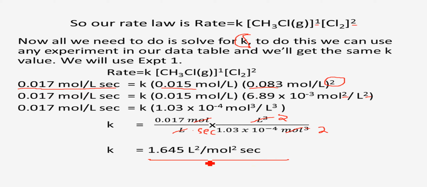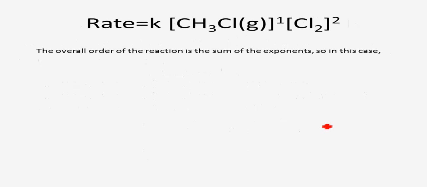Now, don't memorize your units for k because they'll change. Your units of k are dependent on what the exponents are up here. So you'll have to figure it out each and every time. Or if you see a pattern, it will make your life easier. So what do we say about these exponents? We call them orders. So the overall order for this reaction is simply the sum of your exponents. So 1 plus 2, so the order is 3 for the overall equation.